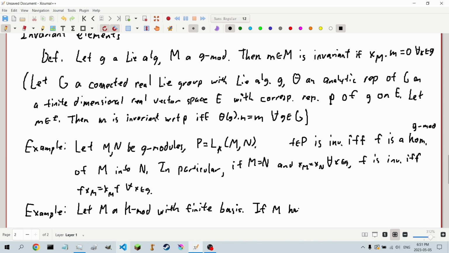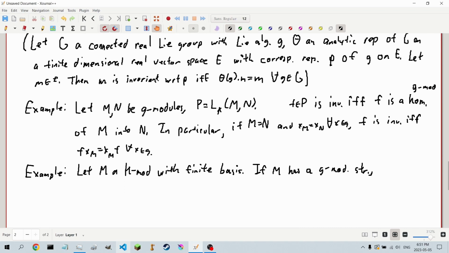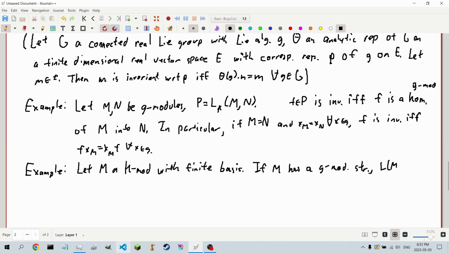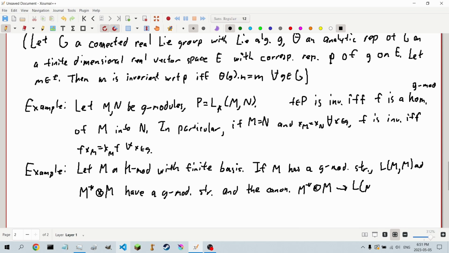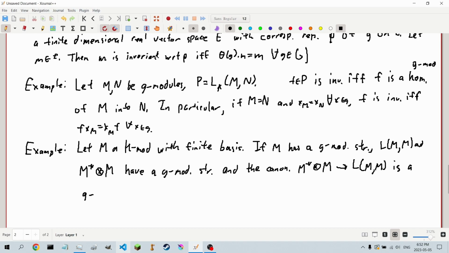If M has a G module structure, then I saw before that the linear maps of M into M and the tensor product of the dual space of M with M have a G module structure, and the canonical mapping of M star tensor M into L of M is a G module isomorphism.